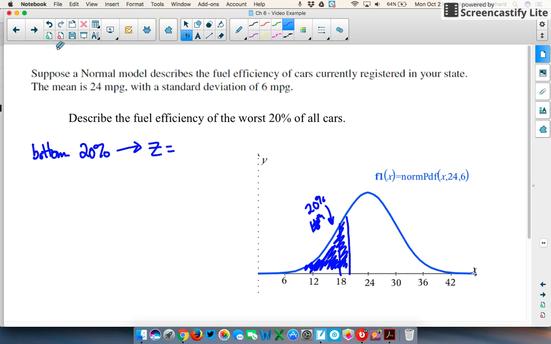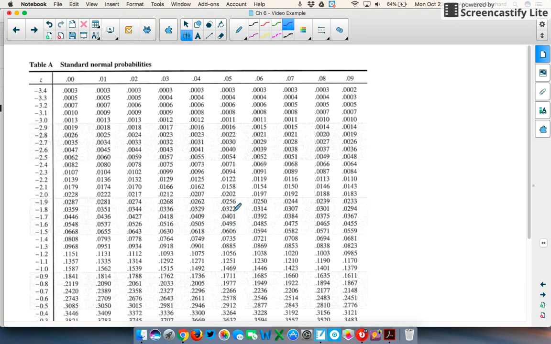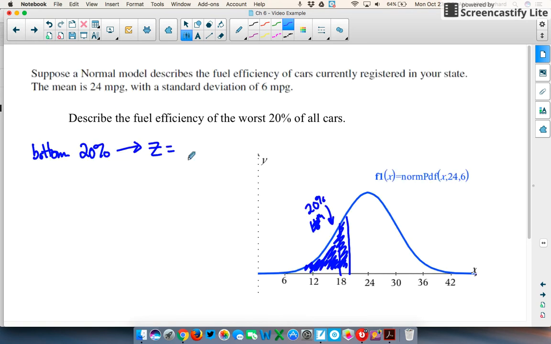So what we're going to do is go to the chart, and I'm going to look for 20%. Now, down here I got 20.05 and 19.77. This one is actually closest to 20%. So that corresponds to a z-score of negative 0.84. And so right here I'm going to say z is negative 0.84.